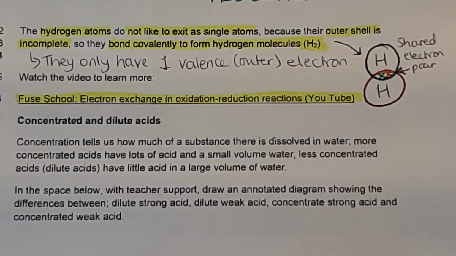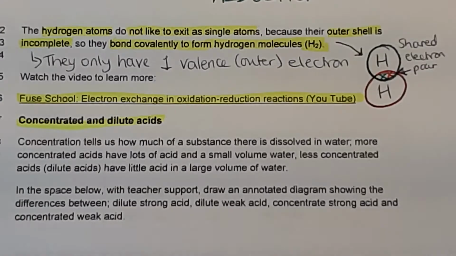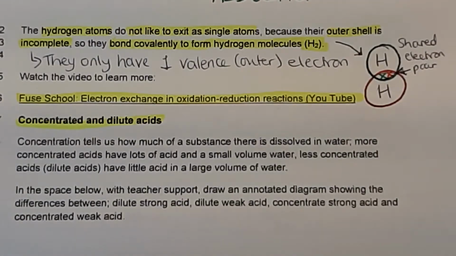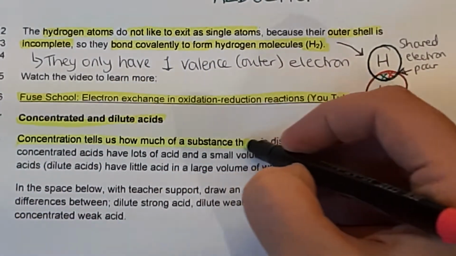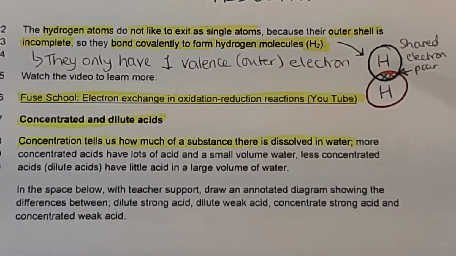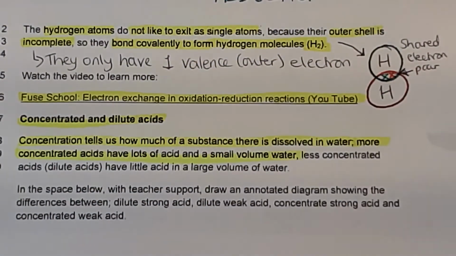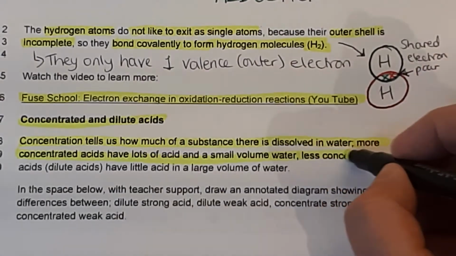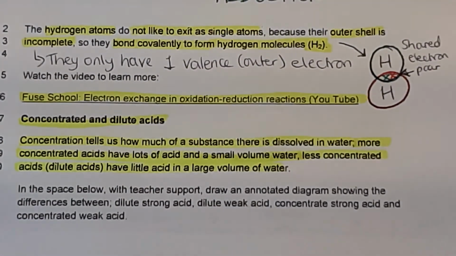So we're going to look at concentrated and dilute acids now. Concentration tells us how much of a substance there is dissolved in the water. More concentrated acids have lots of acid and a small volume of water. Less concentrated acids, that's a dilute acid, have little acid in a large volume of water. So that's about dilution. Dilution is essentially how much water you add to it.